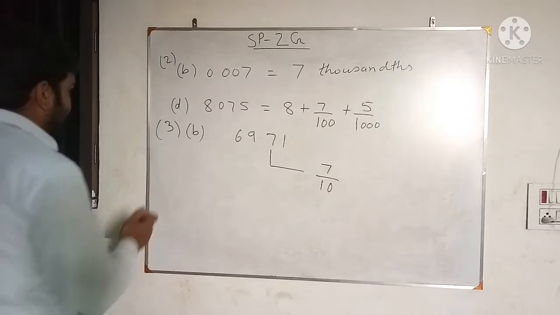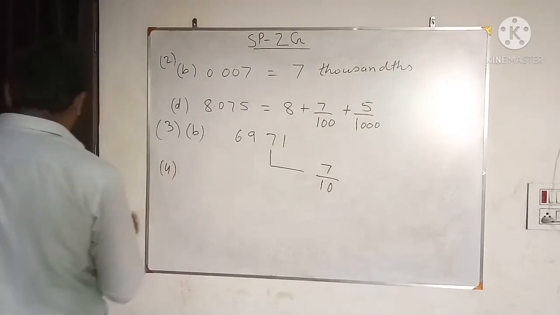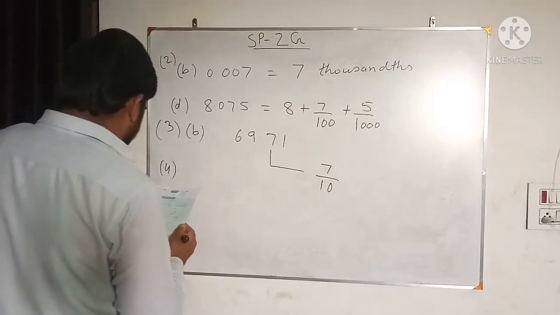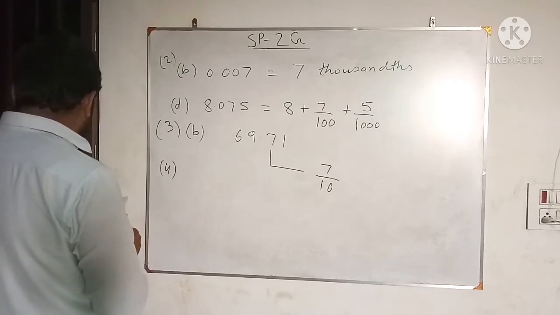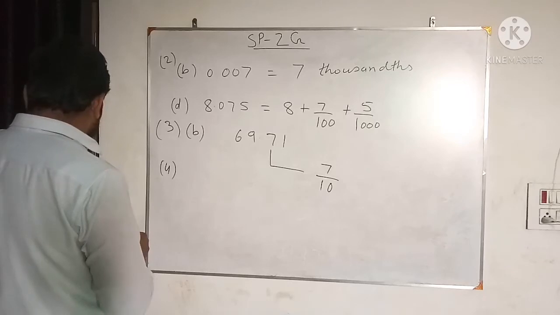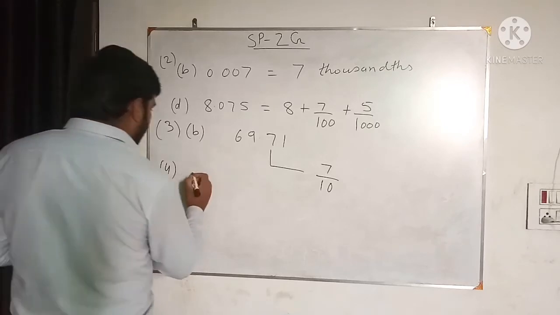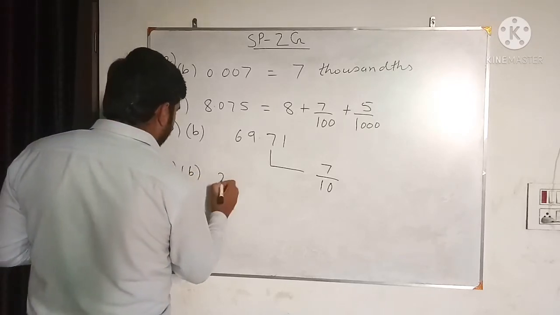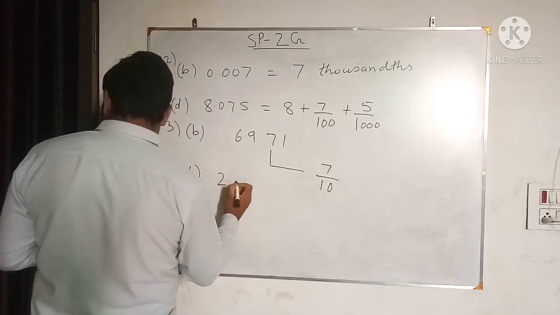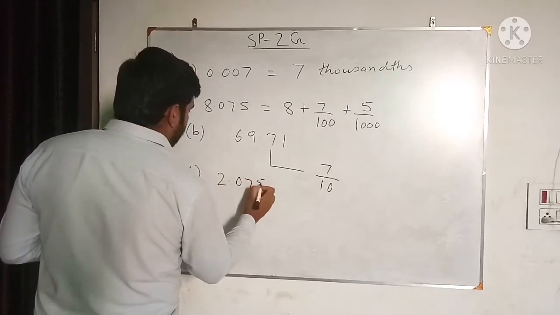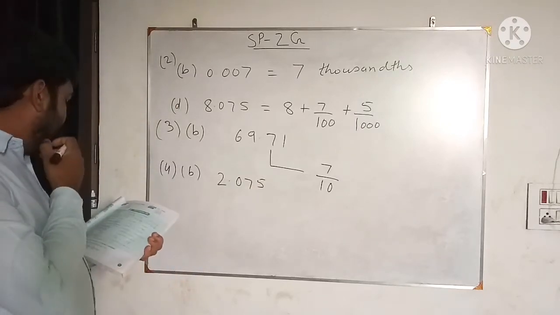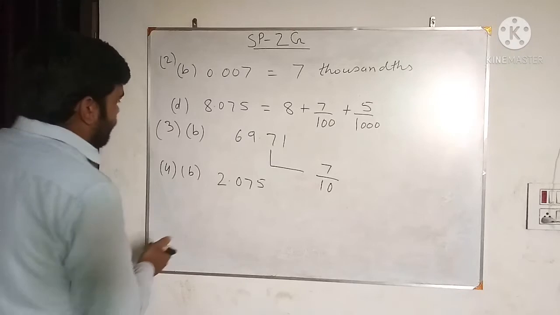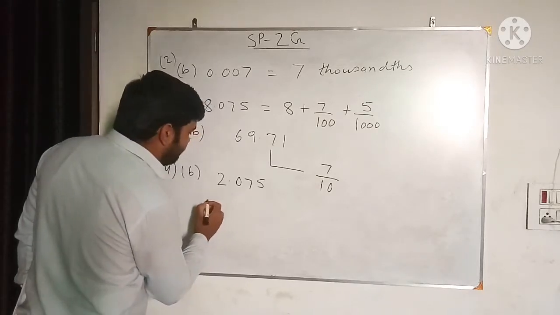Question number 4. In question number 4b, express as a fraction in the simplest form. 0.075. This we have to express as a fraction. Express as fraction in the simplest form. So see how we write in the fraction form.